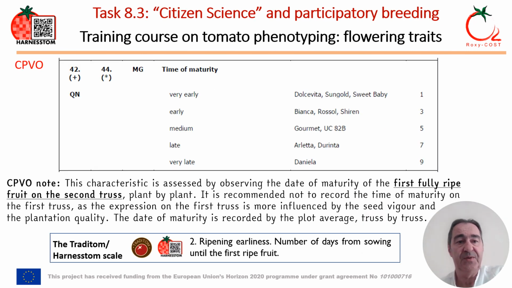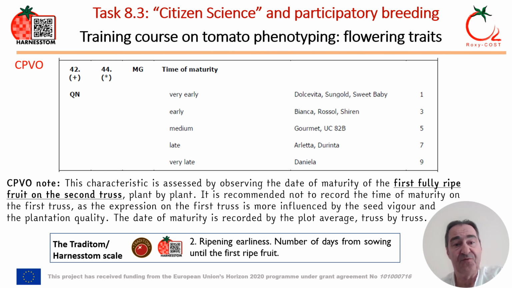Finally, we treat here also time to maturity, the 42nd trait of the CPVO protocol, as its detection is parallel to flowering time. The CPVO protocol suggests 5 classes in this case: very early, early, medium, late, and very late. This classification is reached after a quantitative detection as the time to the appearance of the first fully ripe fruit in the second truss, taken on each plant.